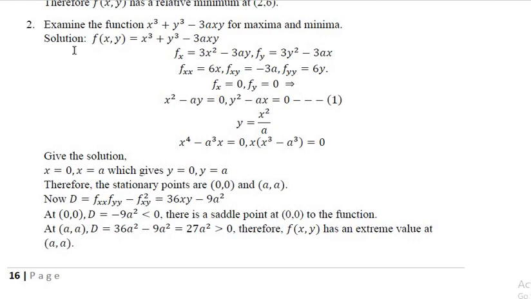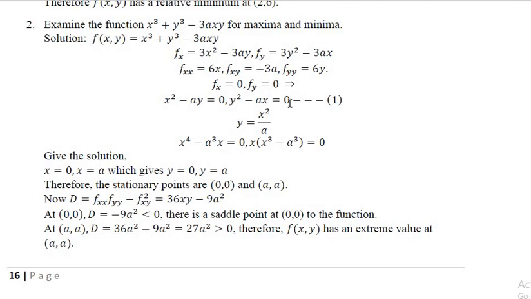Now we move on to the second example. Examine the function x cube plus y cube minus 3axy for maxima and minima. a can be positive or negative. Here, find as usual the first order partial derivatives. So fx equal to 3x square minus 3ay, fy equal to 3y square minus 3ax. Now equate these first order partial derivatives to 0.